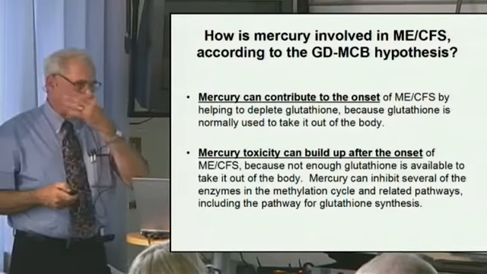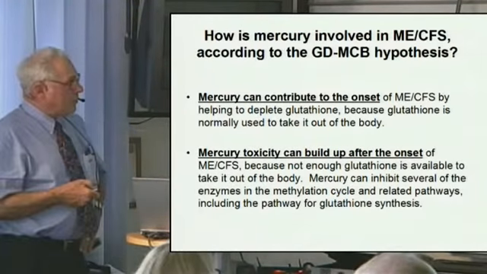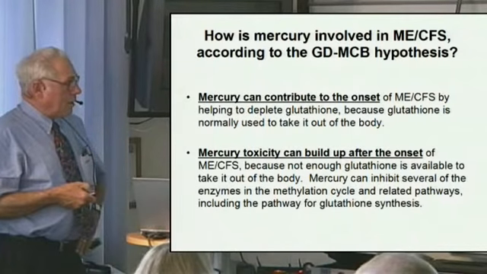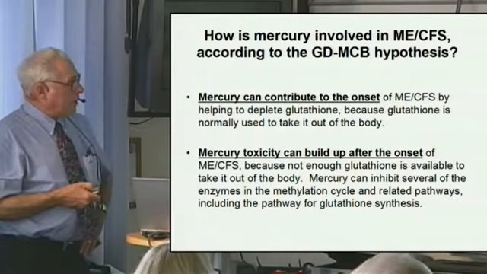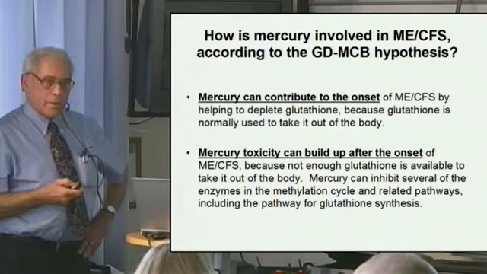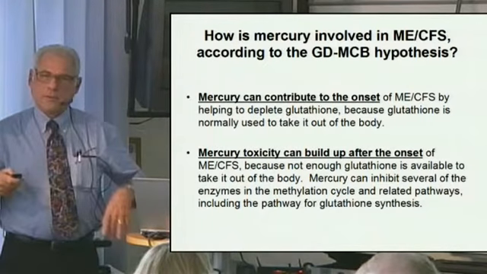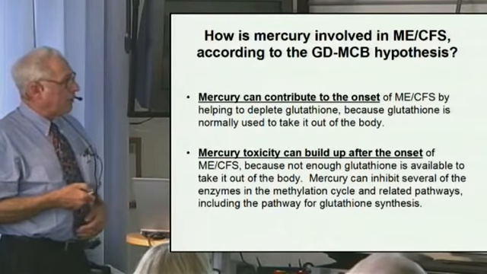I think those of you who are here know a lot more about mercury than I do, but I think it contributes both to the onset and also it builds up after the onset. Now, contribution to the onset, well, if you have a big mercury load, you're going to contribute to the depletion of glutathione because glutathione normally takes out mercury. So that's one of the contributors to depleting glutathione.